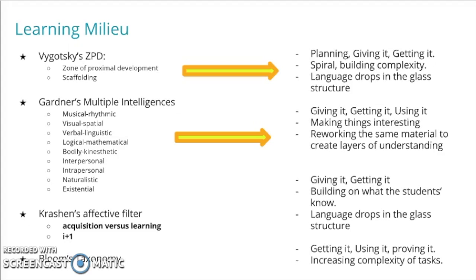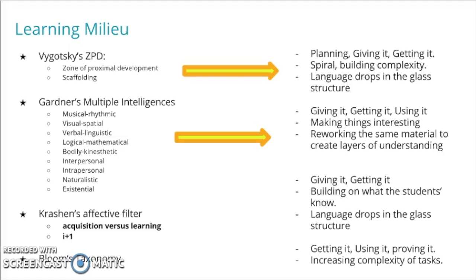And then, of course, this also works by reworking the same material to create layers of understanding, to create that deep understanding, so the students can really understand the content, not just in an individual context. Talking about Krashen's affective filter, first of all, acquisition versus learning. Krashen proposed that acquisition was superior to learning, acquisition being just sitting there and absorbing the language without having to do any active learning, and then learning is applying those strategies to pick up the language.